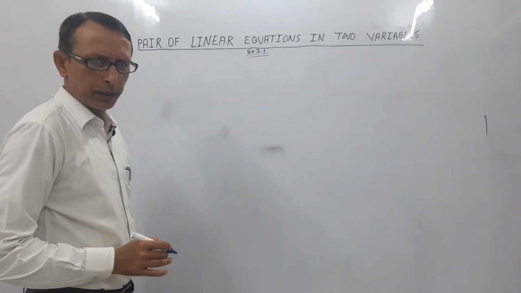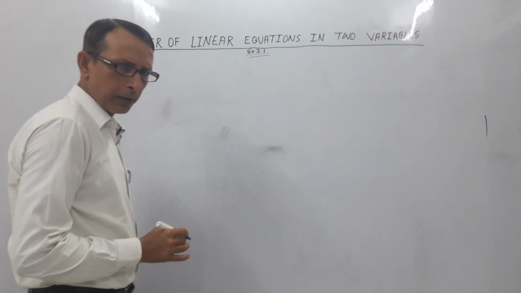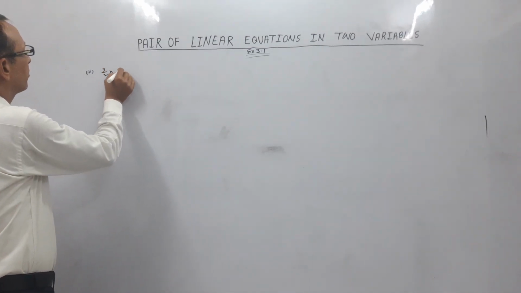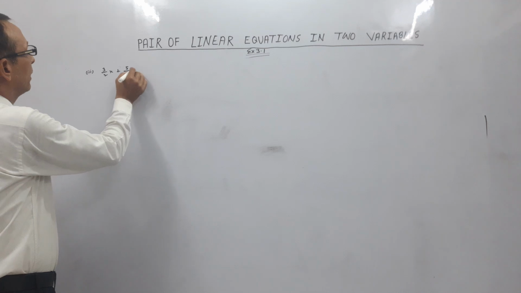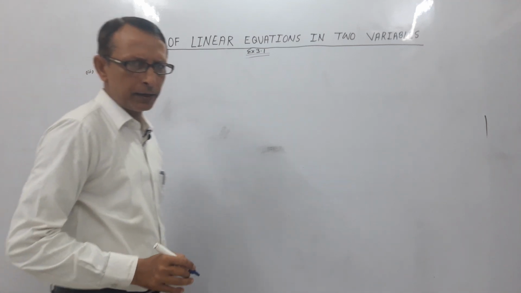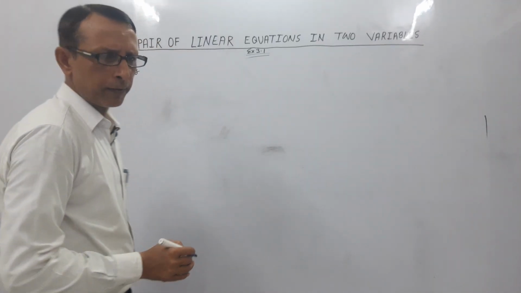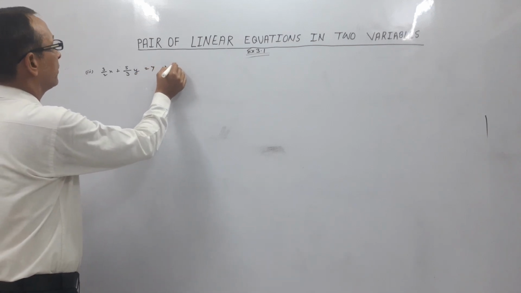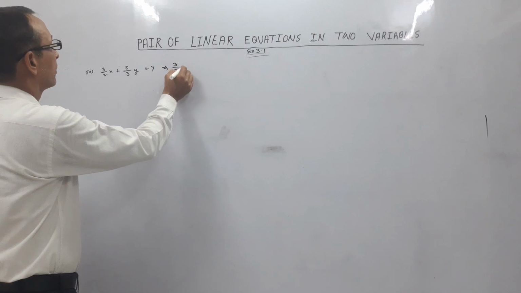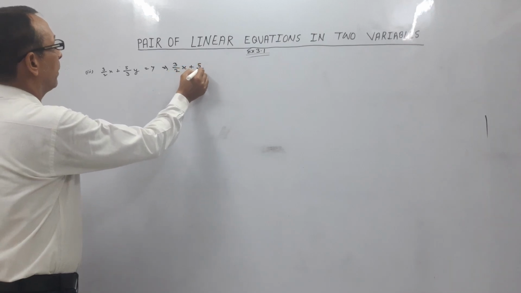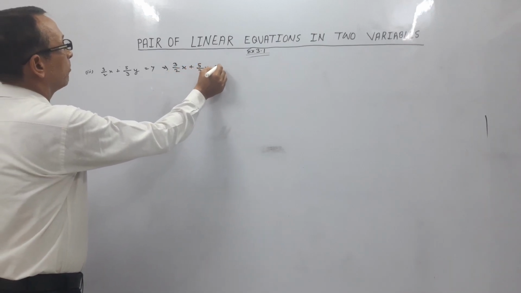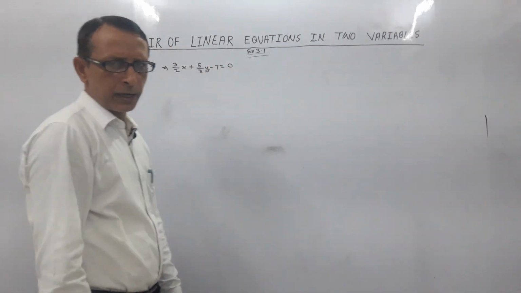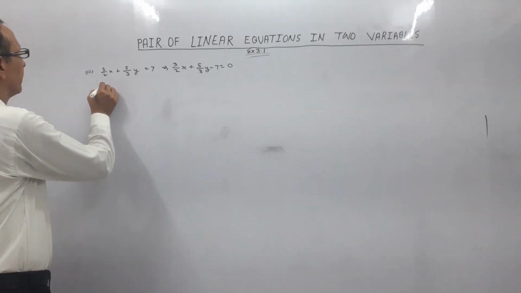3 by 2x plus 5 by 3y equal to 7. So then implies 3 by 2x plus 5 by 3y minus 7 equal to 0. And second, 9x minus 10y equal to 15.